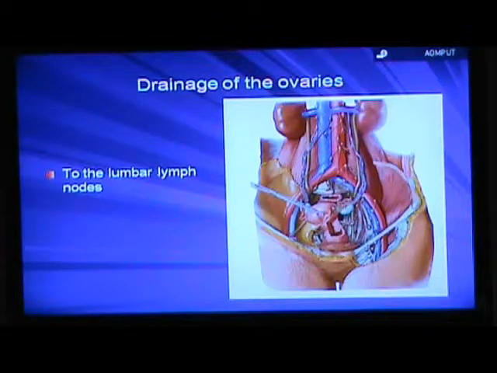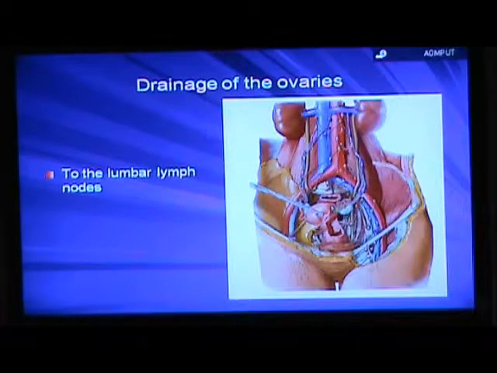Drainage of the lymph from the ovaries. So the lymph passes to the lumbar lymph nodes. We remember that we have the aortal, the caval, and intermediate nodes. But in general, we call them the lumbar lymph nodes.